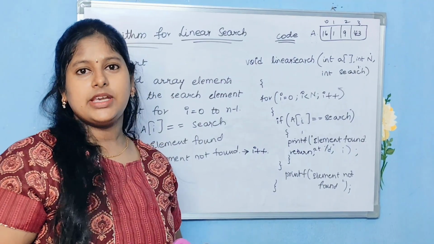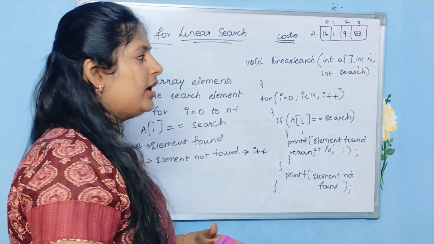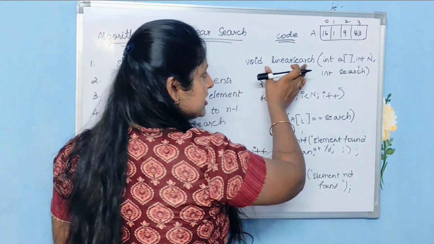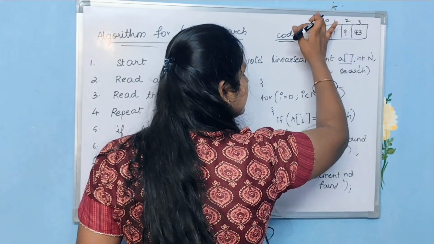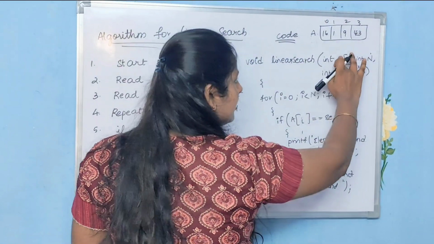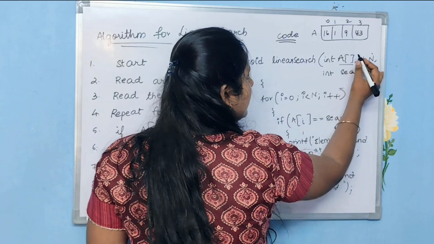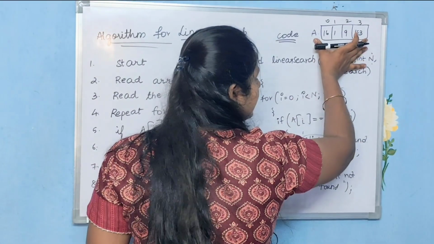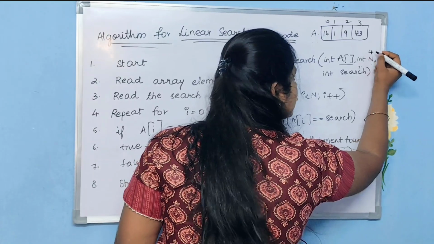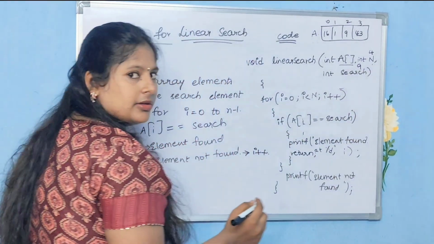So now let us see how you write the code for linear search, okay? I've taken a function linear search, right? I've sent parameters. My parameters are these 4 elements. This is my array, right? And n is the size of elements, right? How many elements are there in this array? So the maximum size is 4 and my search element is 9.